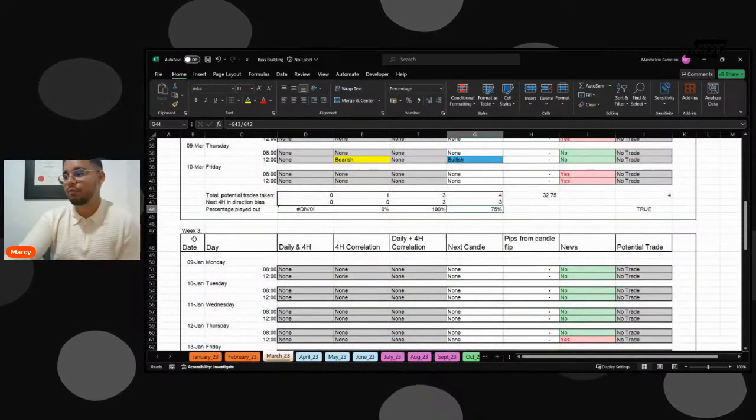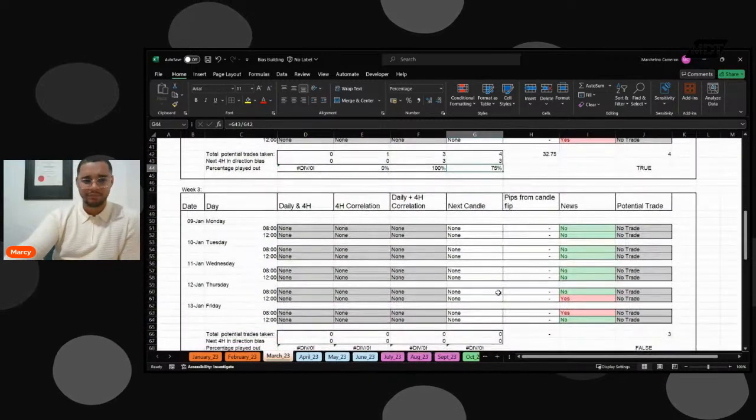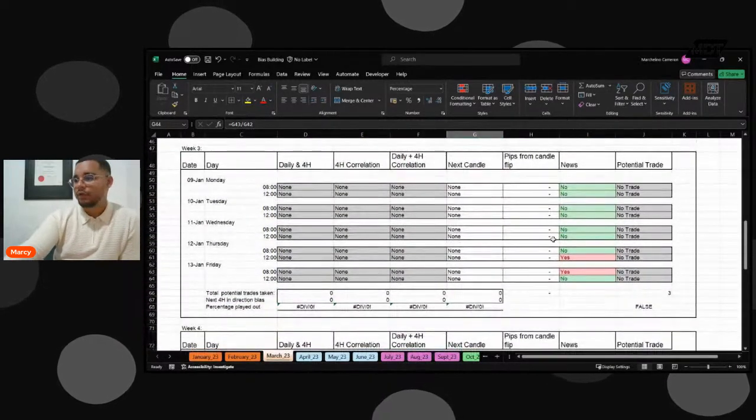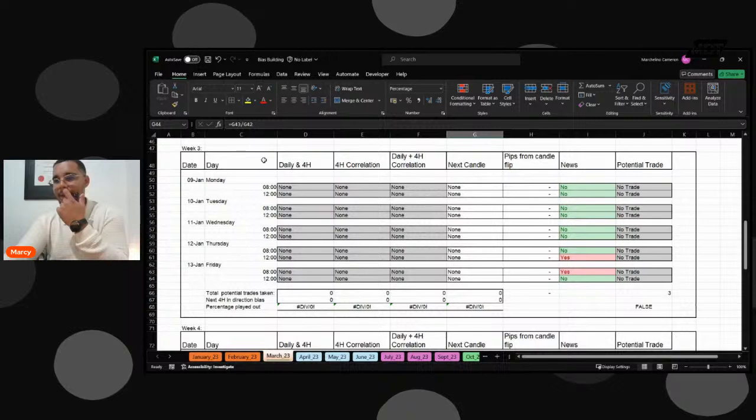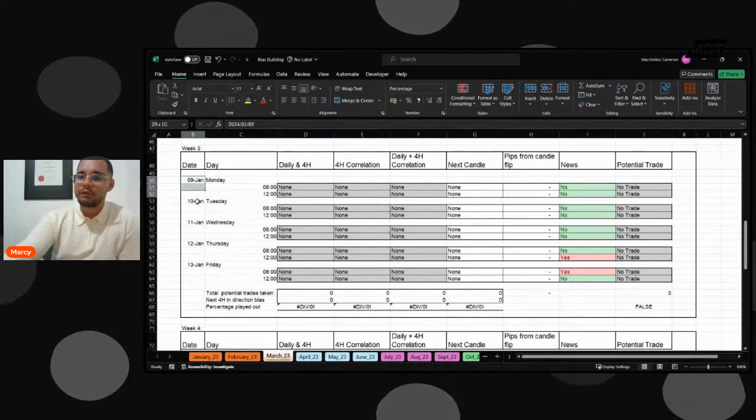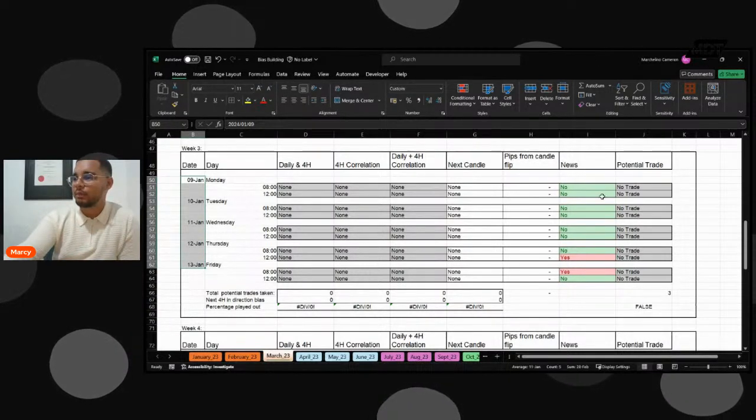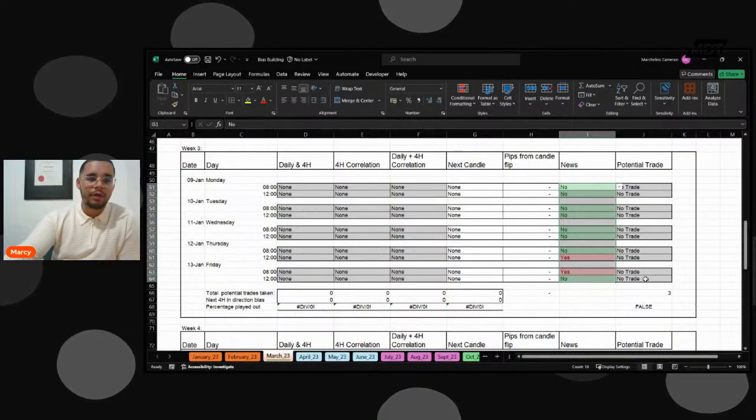I think we can complete this week and then we can call it a day. I've been on here for almost an hour, so let's just complete this week. So I'm gonna put in the dates, and then we're gonna put in the news, and then from there we'll move forward.